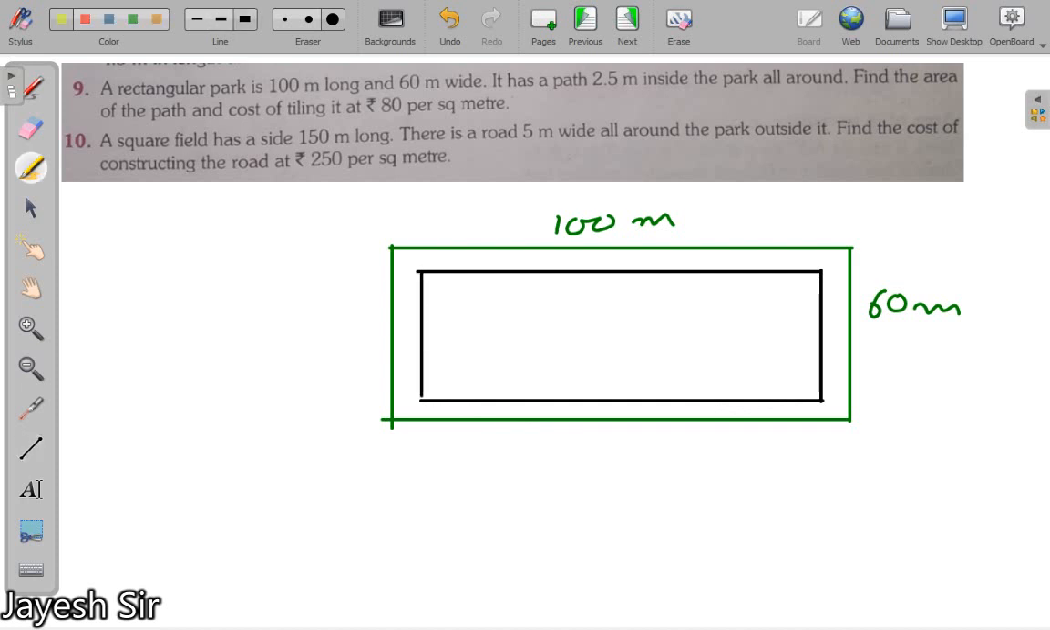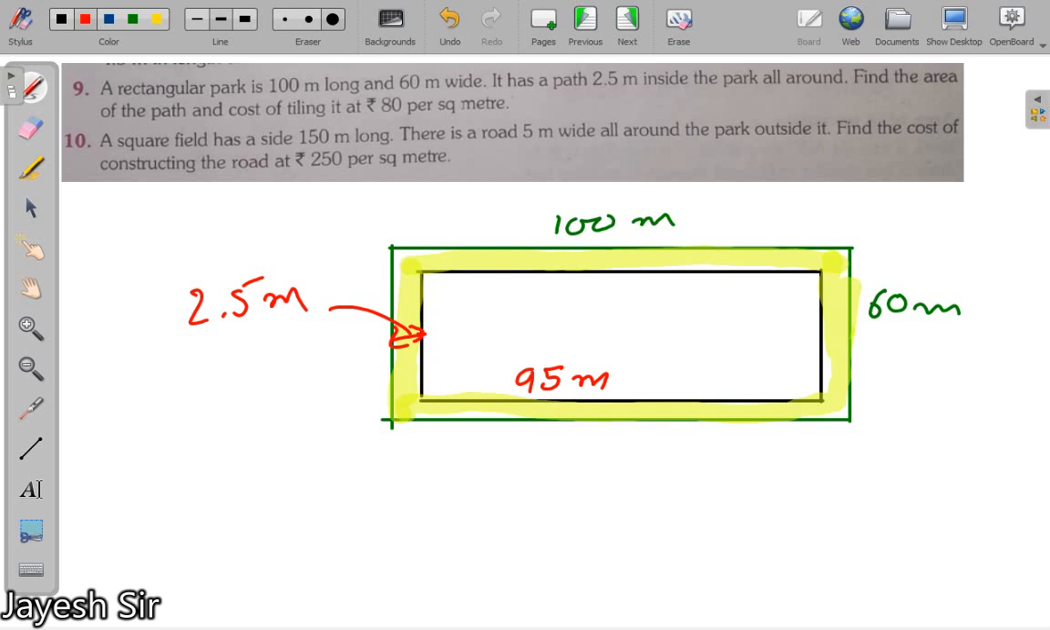Okay, so what is the path here? This shaded region is the path, like a path for walking, and its width is 2.5 meters. That means the length inside this walkway will be 100 minus 2.5 here and 2.5 here, 100 minus 5, that is 95 meters.